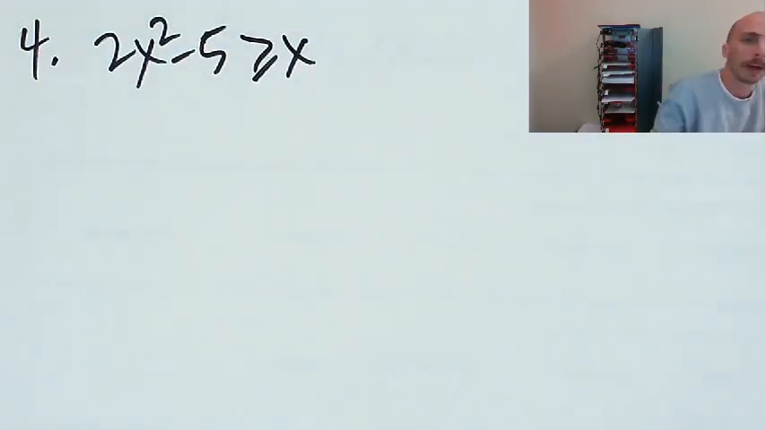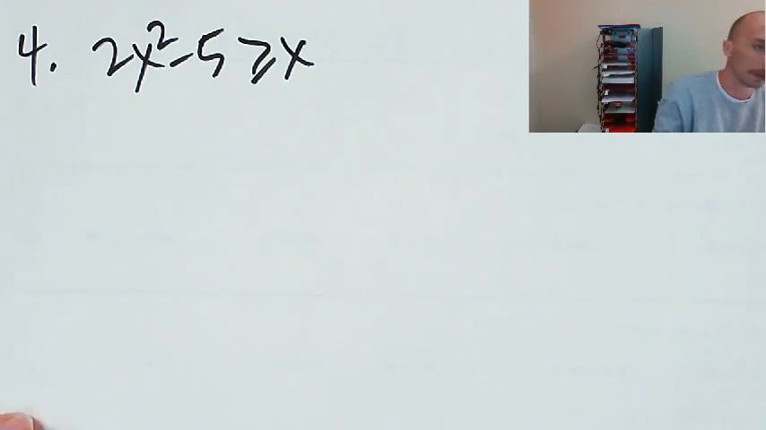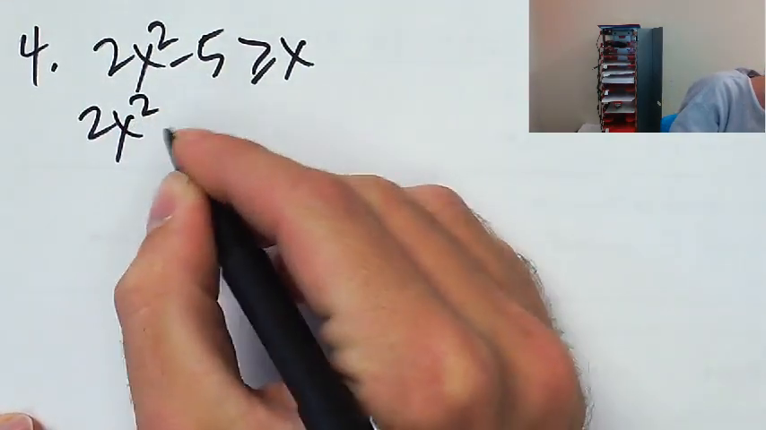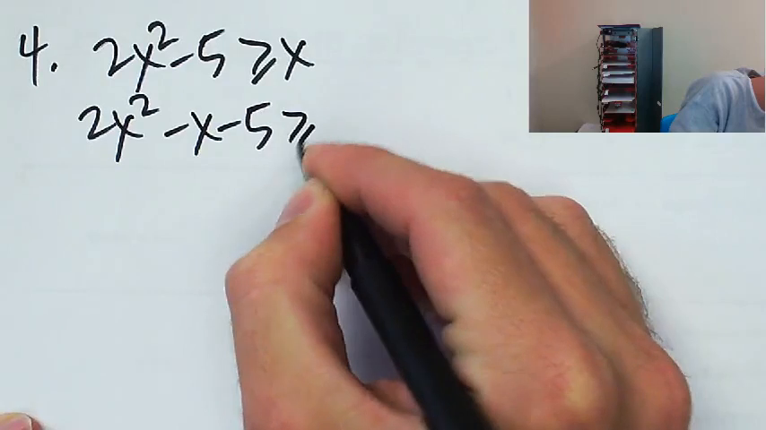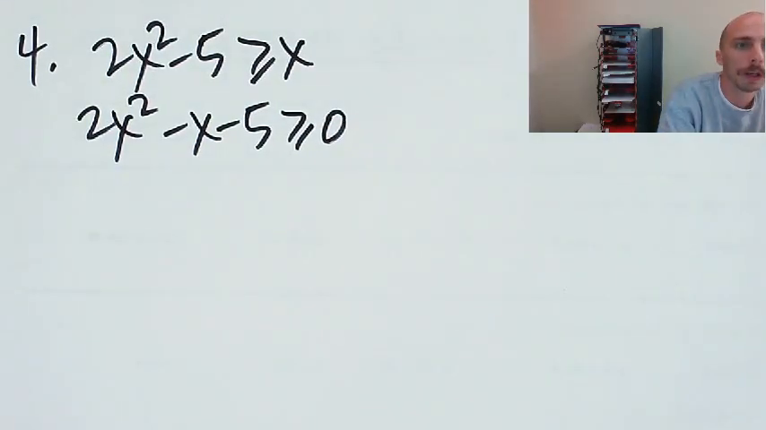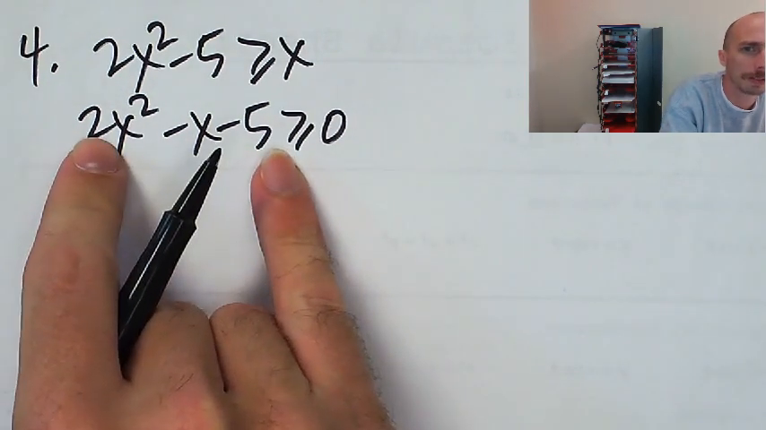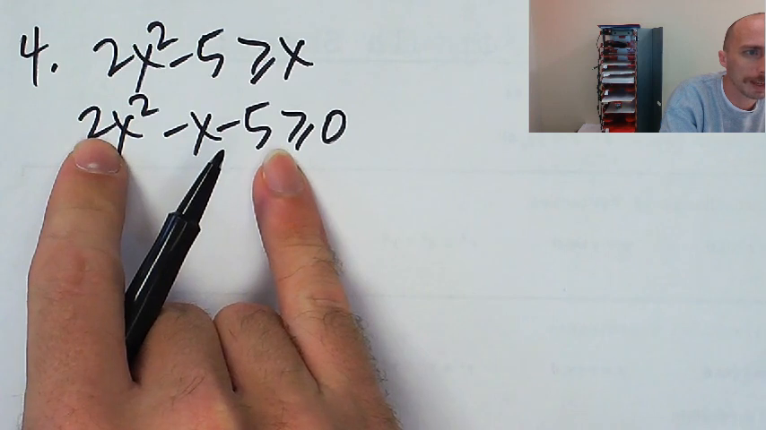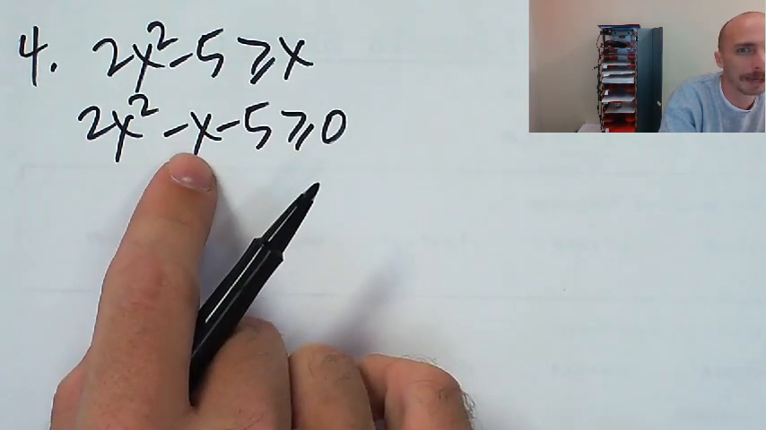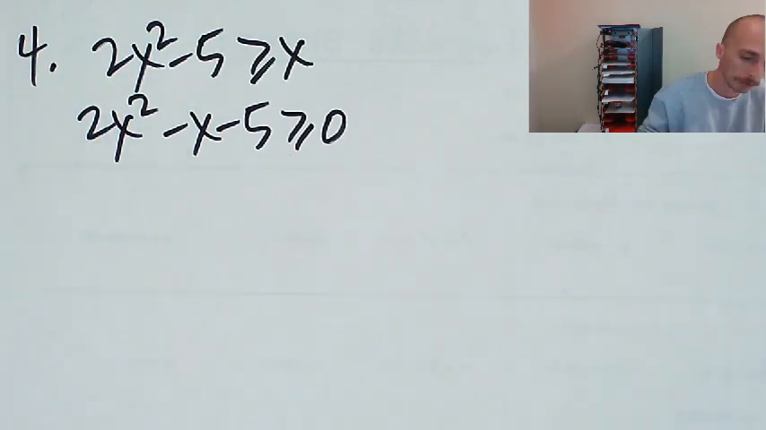Or equal to. Okay, and so we've got to start by setting it to 0. So 2x squared minus x minus 5 is greater than or equal to 0. And then I'm thinking, see if I can factor it. 2 times negative 5 is negative 10. Two numbers that multiply to negative 10 and add to negative 1, I can't think of any. So I'm going to use the quadratic formula.